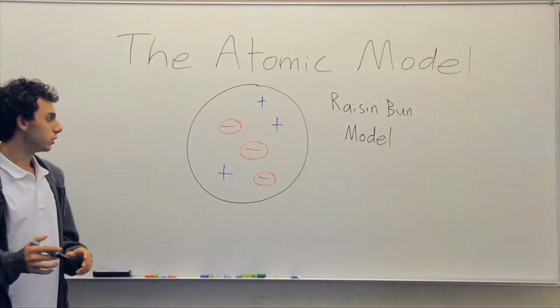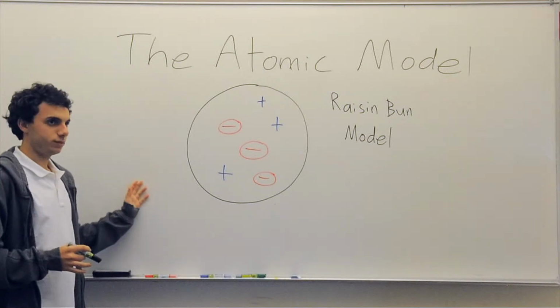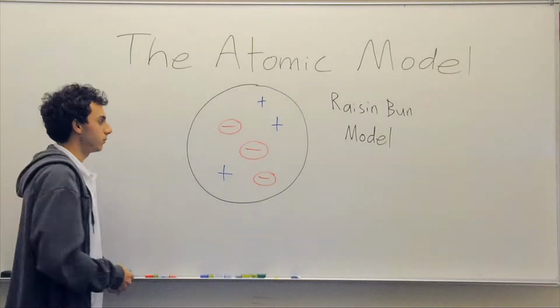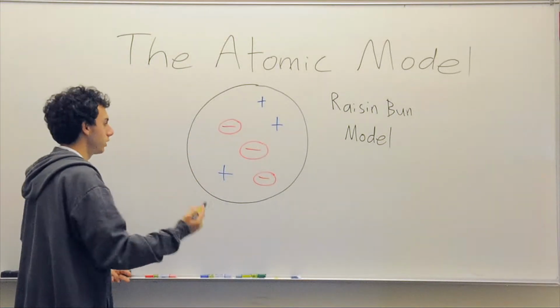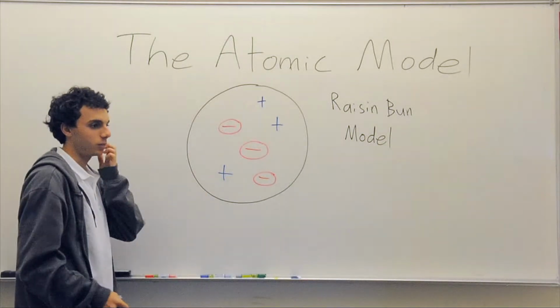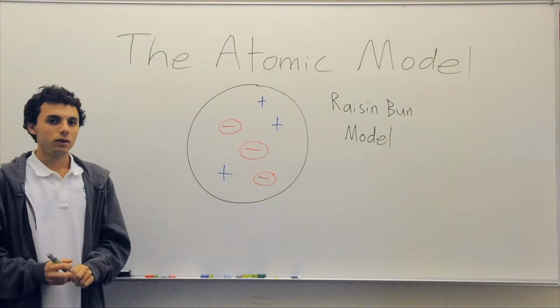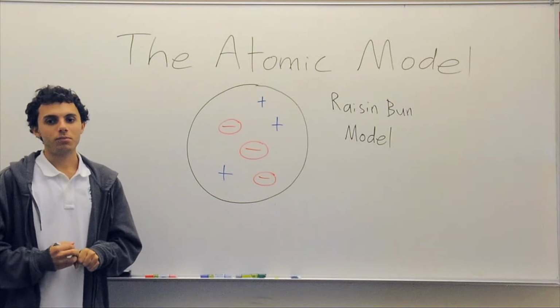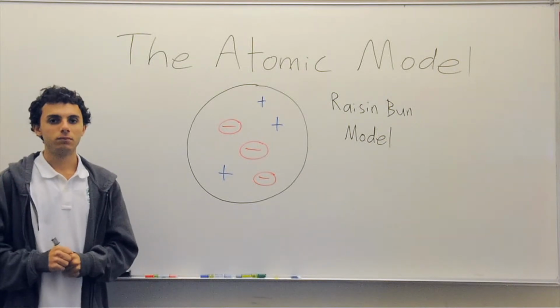After this discovery, he created this model of the atom, which basically just has all the protons and electrons just floating in this space, basically all over the place, completely unorganized. This was named the Raisenbund model. This was later disproved by Ernest Rutherford in 1909.